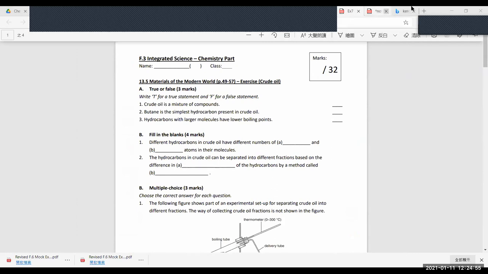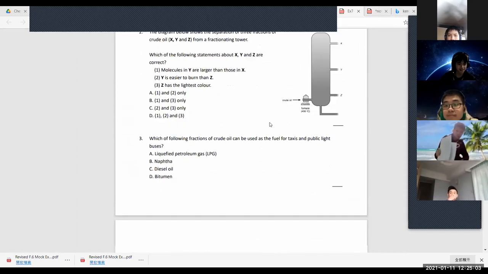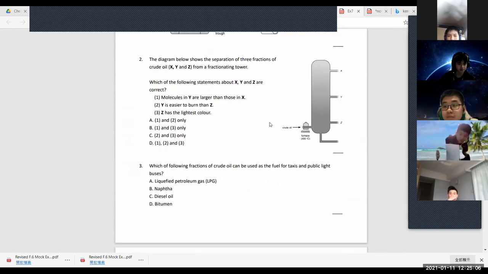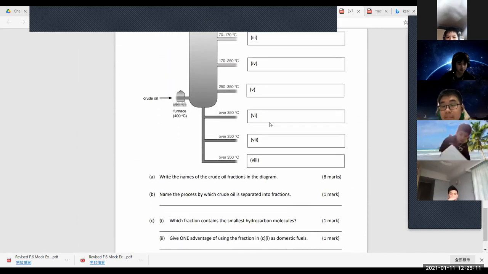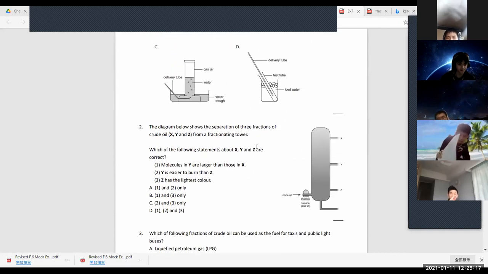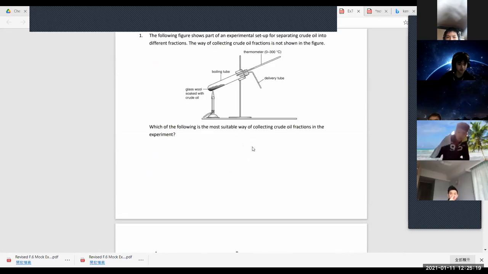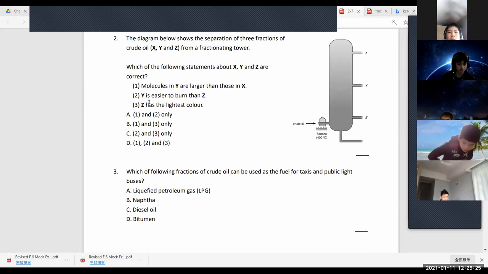So we try to take a look at the worksheets. Okay, have you all downloaded it? Now please take it out. I would now like to remind you of the following. First of all, this is what you know in today's lesson. Number two, a diagram below shows the separation of three fractions of crude oil, X, Y, Z, from the fractionating tower. Which of the following statements about X, Y, Z are correct?